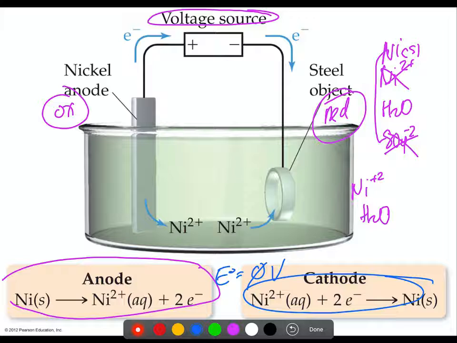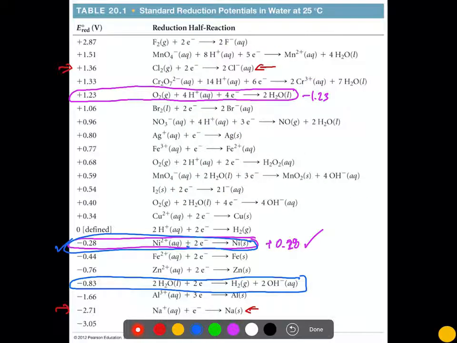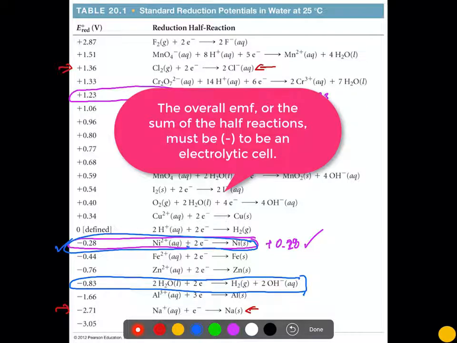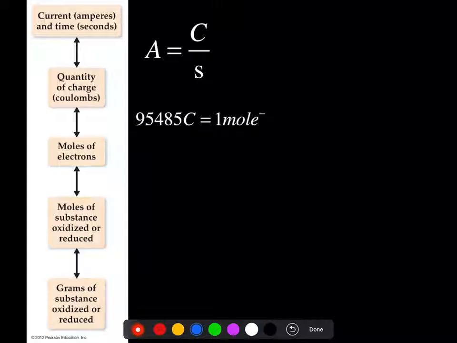Note that sometimes you want them both to be negative, right? That's our natural inclination, but that doesn't have to be true, right? Like here, when we looked over here, this is actually a spontaneous process, but we're looking at the overall cell voltage, right? Needs to be unfavorable, right? Does that make sense?